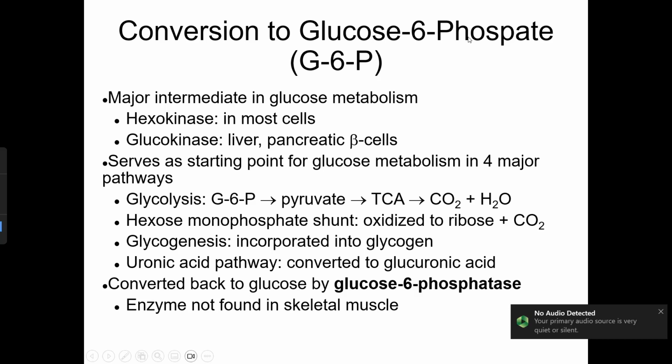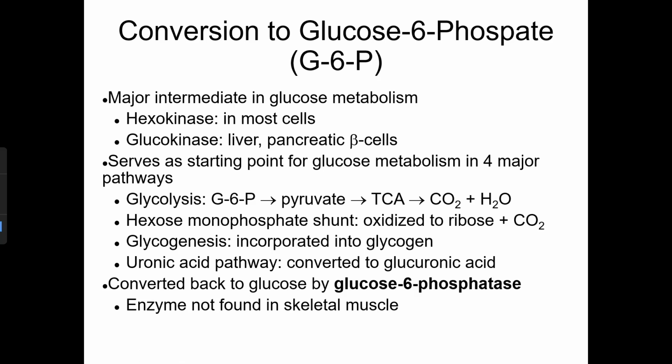So glucose 6-phosphate, or G6P, is the major intermediate in glucose metabolism. Hexokinase is the enzyme that does it in most cells, but glucokinase does it in the liver and pancreatic beta cells. It serves as a starting point for glucose metabolism in the 4 major pathways: glycolysis, the hexose monophosphate shunt, glycogenesis, and the uronic acid pathway, as we saw on the previous slide. Then it's converted back to glucose by glucose 6-phosphatase. The enzyme is not found in skeletal muscle, though.